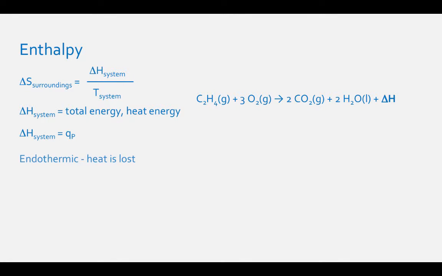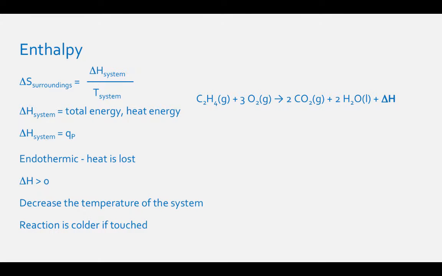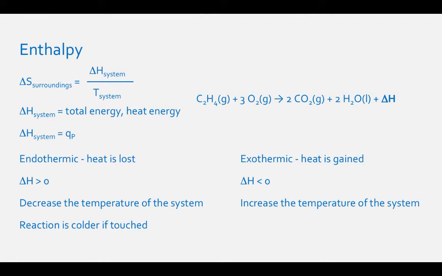Endothermic reactions are ones in which heat is gained by the system and the enthalpy term is positive. Endothermic reactions will decrease the temperature of the surroundings as the system absorbs heat. So, therefore, if you were to touch an endothermic reaction, the temperature would decrease. Exothermic reactions are ones in which heat is lost by the system and the enthalpy is negative. Exothermic reactions will increase the temperature of the surroundings as the system releases heat. So if you were to touch an exothermic reaction, the temperature would increase.